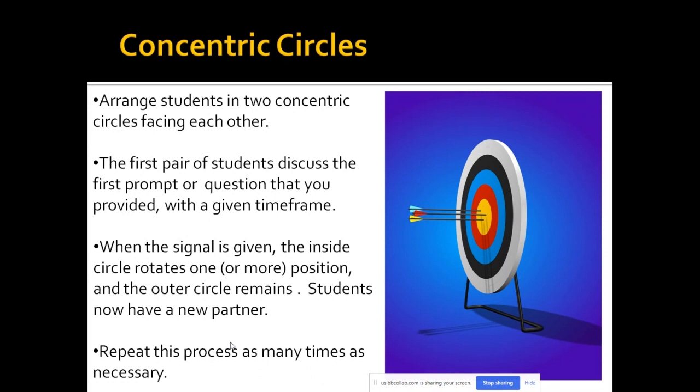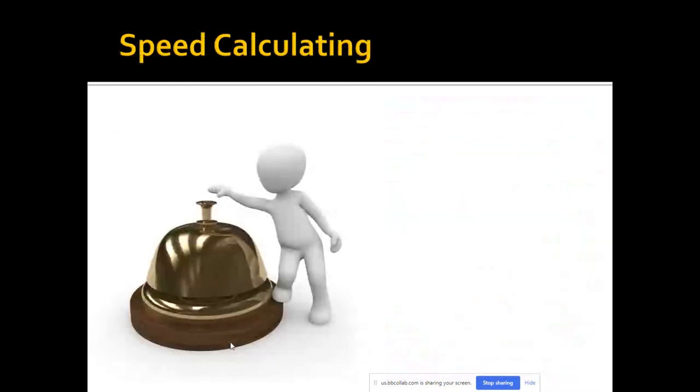Now, the way I use it in my math class is with an idea called speed calculating. I borrowed this from a fellow teacher that I've worked with for about 20 years. She used this idea, and I said, this is wonderful, I'm going to steal that. And she was happy to have me steal it.